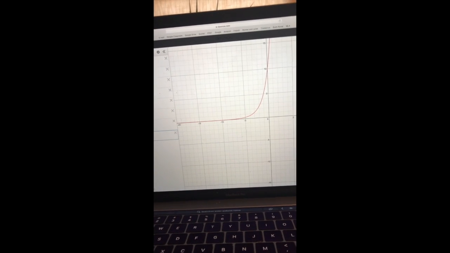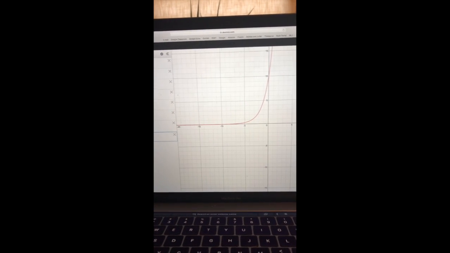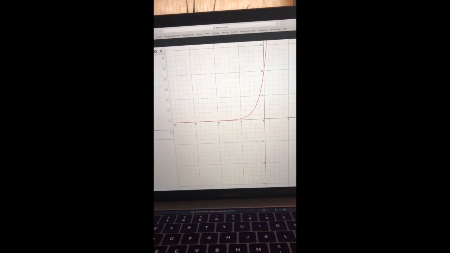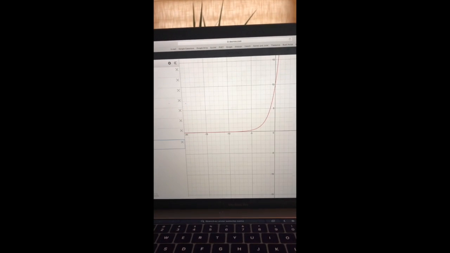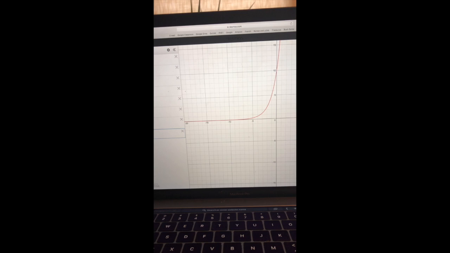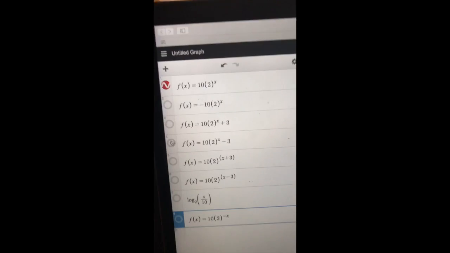Okay, so if you wanted to translate it up, you would add to the end of the equation. So if we were to add 3 to the end of the equation, it would translate up 3 units like that. It would look like that. Okay, so we'll take that off. And if we were to translate it down 3 units, we would subtract 3 from the end. Like that, and it would look like that.